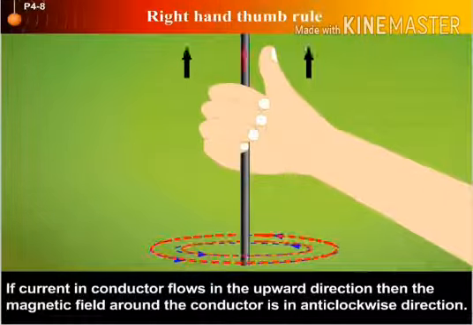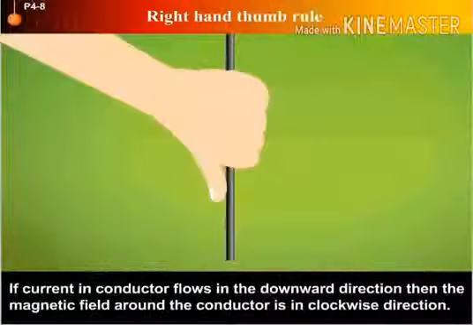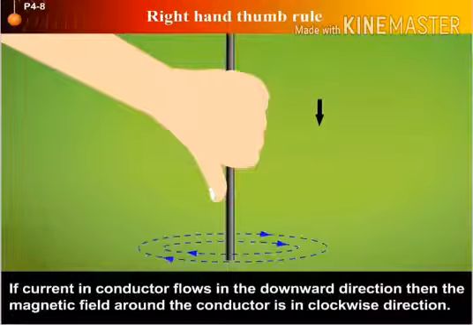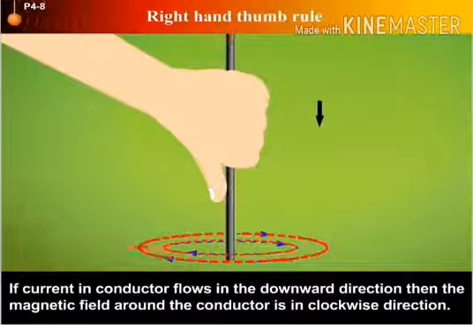The same rule is also known as the right-hand screw rule. If a right-hand screw is rotated in such a way that its tip advances along the direction of the current in the conductor, then the direction of rotation of the screw gives the direction of magnetic field around the conductor.